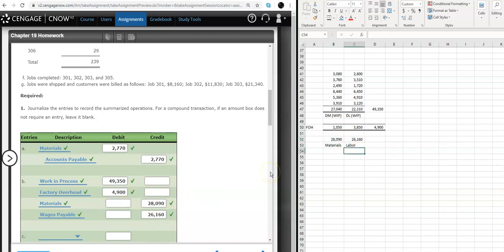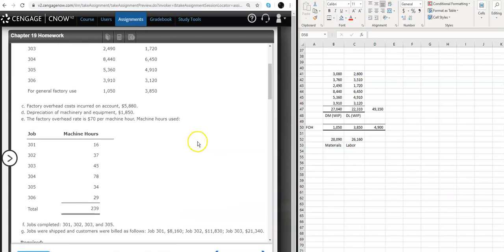So again, it might have taken you a little bit of trial and error to figure out how to add together your items. But now that you see that you add together anything that you put to work in process, add together anything you put to factory overhead, and then credit the two accounts that go with those, you would get to your correct answer. Okay, let's look at letter C.